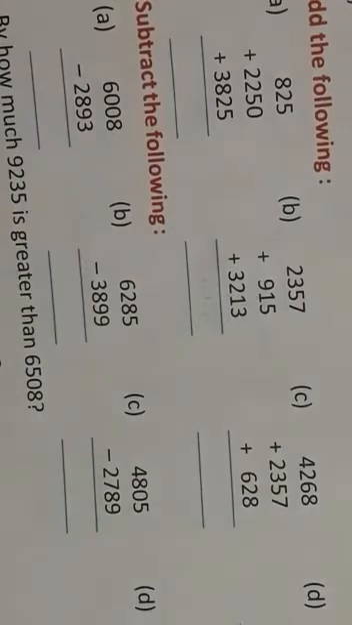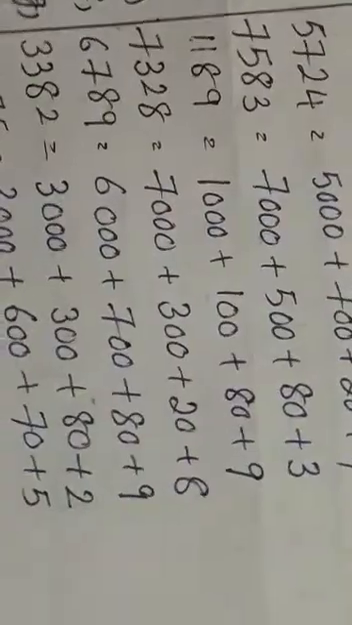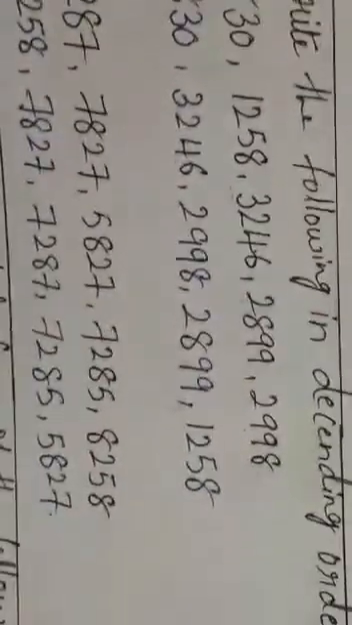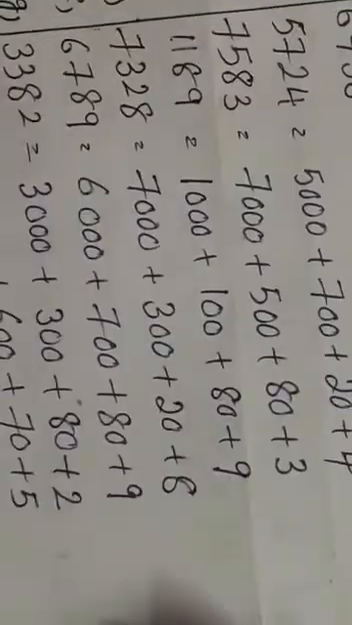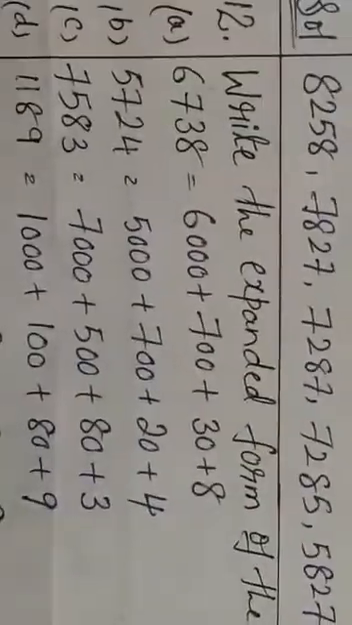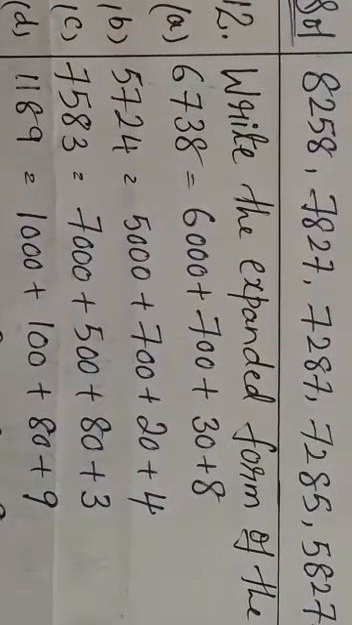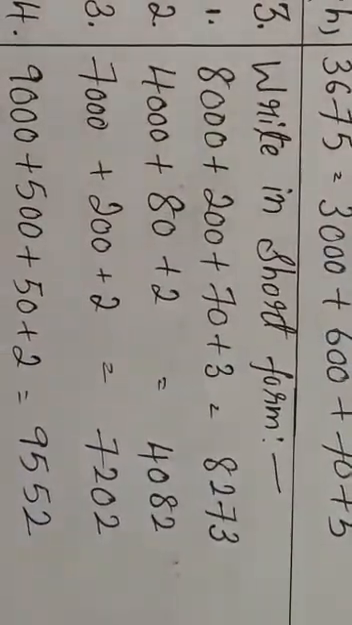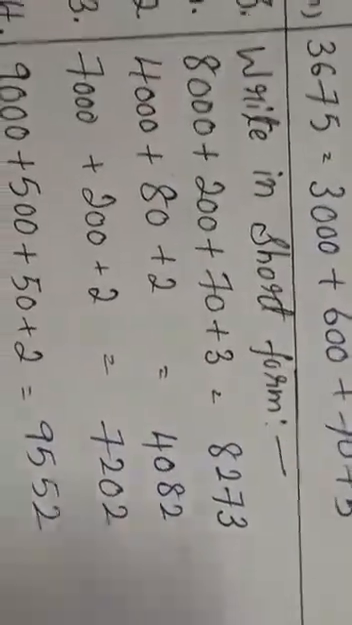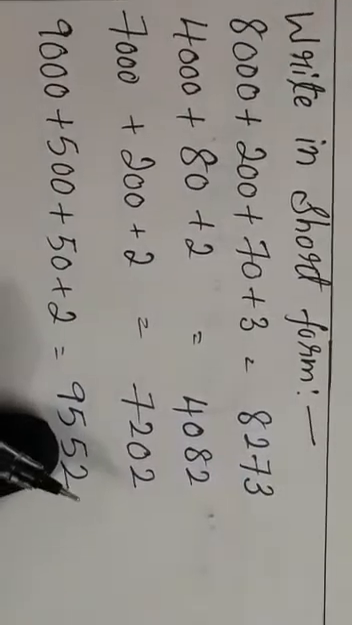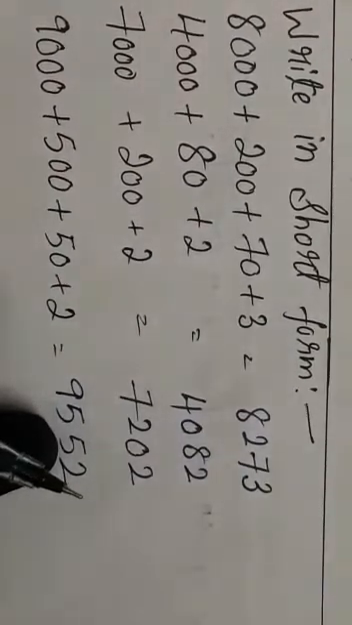Okay, students. First is write the following numbers in descending order. Now next is write the number in expanded form. After this, write numbers in short form. The given numeral is here, and we are trying to write these numbers in short form. You students also copy this in your notebooks.